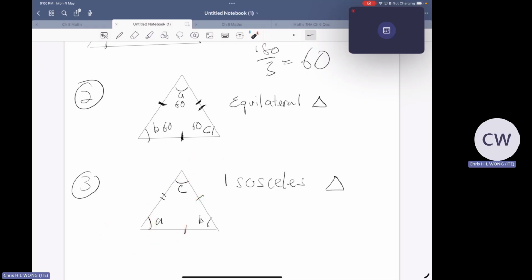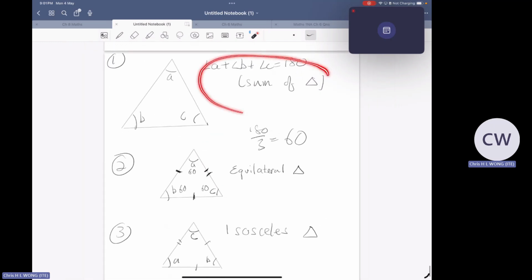If I tell you this is an equilateral triangle, I cannot tell you this is 60, this is 60, this is 42. They are not equal, so they can never be an equilateral triangle. Equilateral triangle means they are all the same. So you must know sum of triangle, number one. Number two, equilateral triangle when they are all the same, isosceles triangle only two the same. Must know, okay.